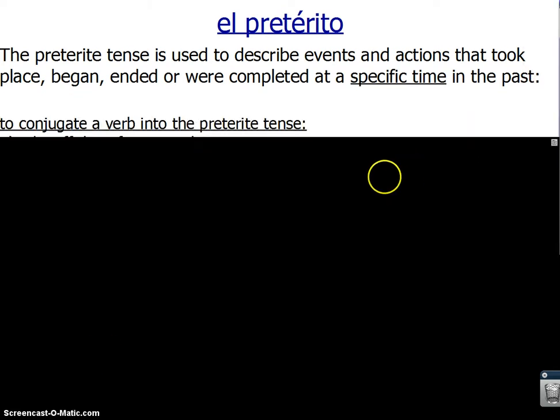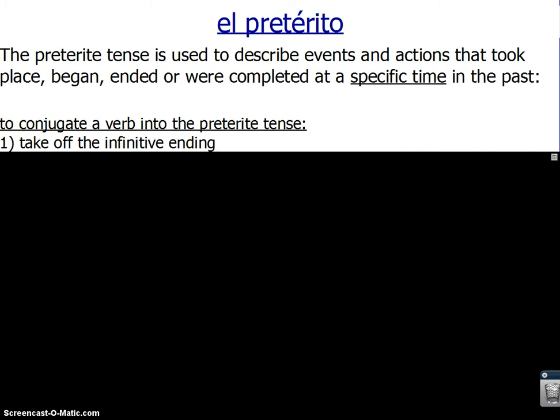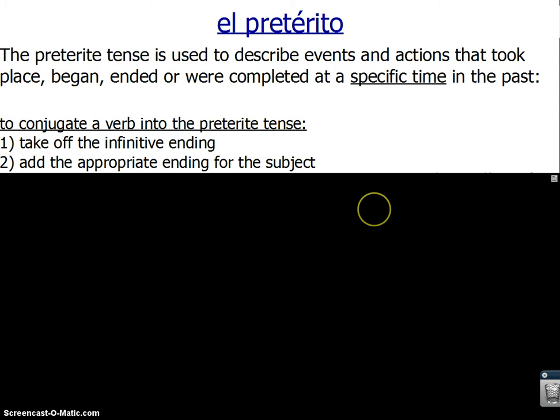To conjugate a verb in the preterite tense is much like the present tense. The first thing you have to do is take off the infinitive ending, which, as you know, is the AR, ER, or IR. And then you add the appropriate ending for the subject that you are conjugating the verb for. It's the same thing we do for the present tense, it's just going to have different endings.